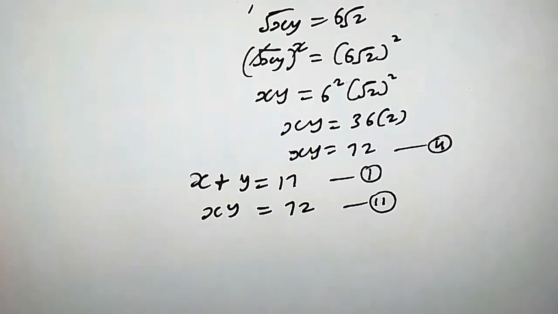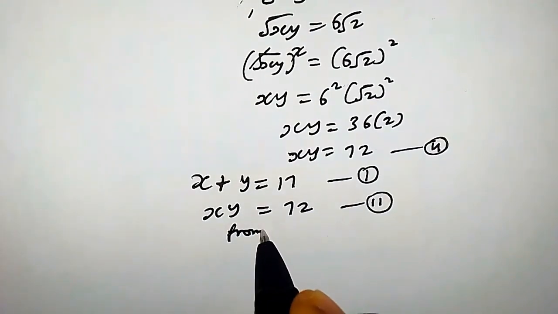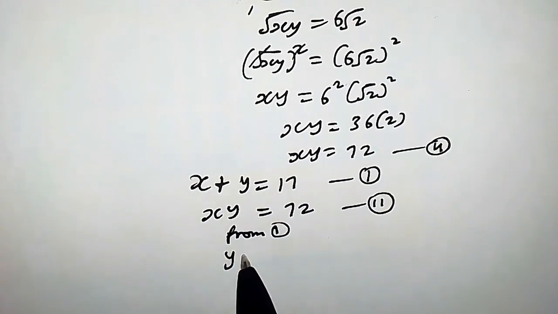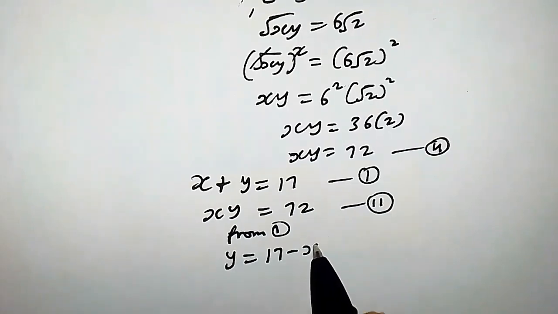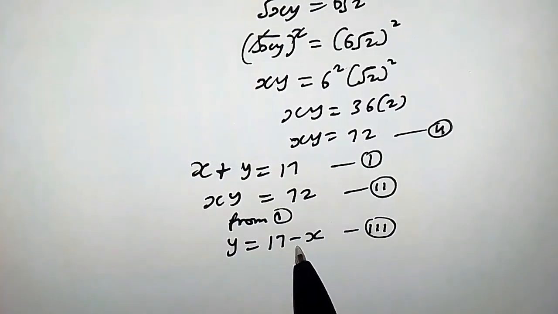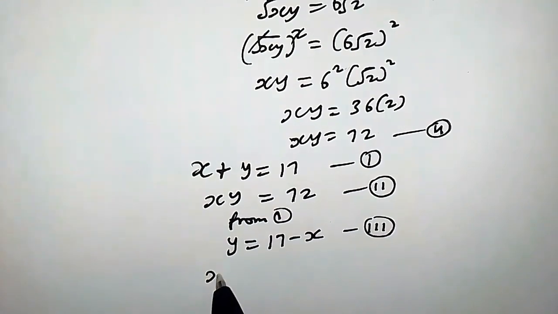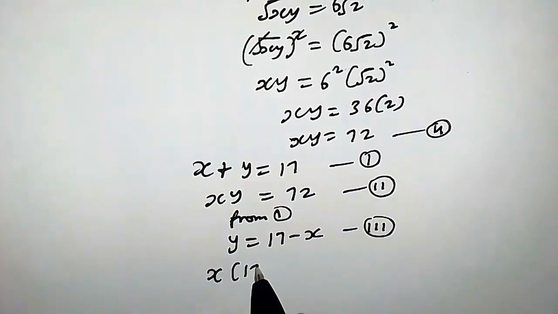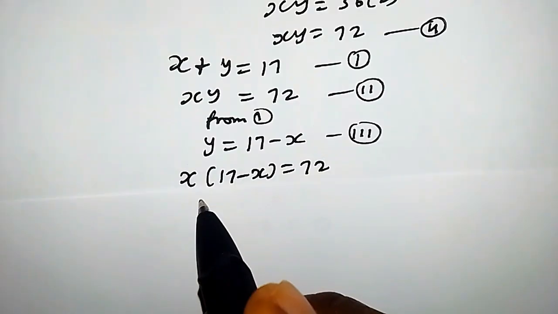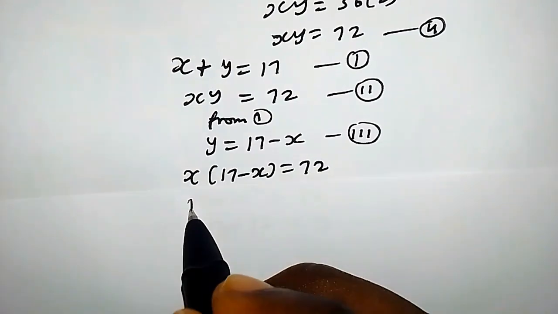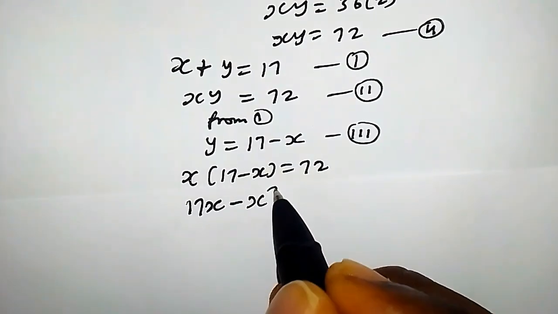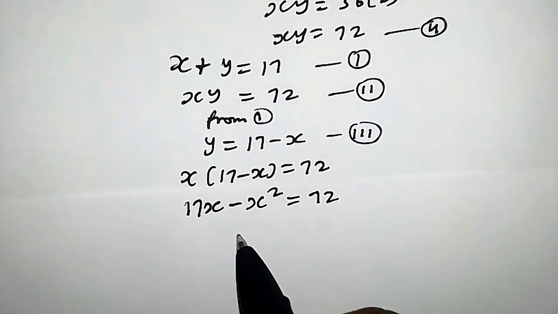We can now solve for x and y. From equation 1, when we make y the subject of the formula, we have y equals 17 minus x. So let's call this equation 3. We can now easily substitute equation 3 into equation 2. So we're going to have x into 17 minus x equals 72. So let's open this bracket. x times 17, that is 17x. x times negative x, that is minus x squared, equals 72.